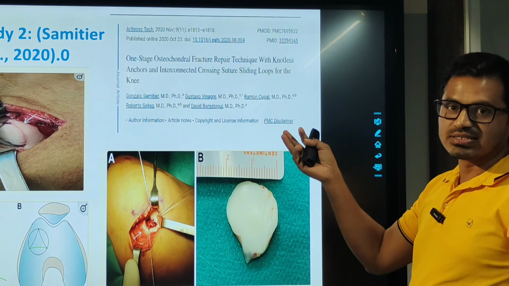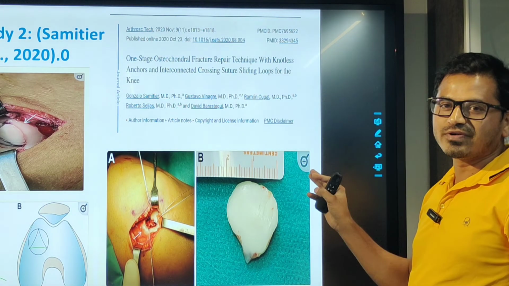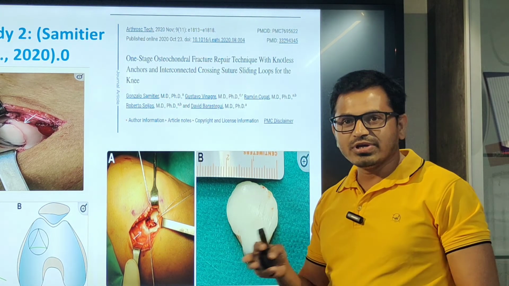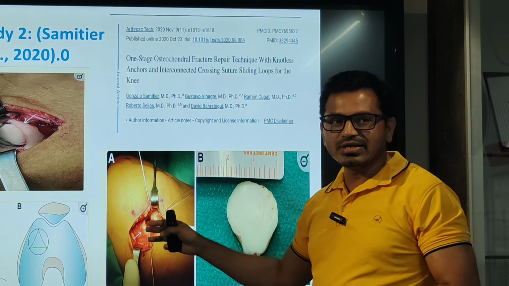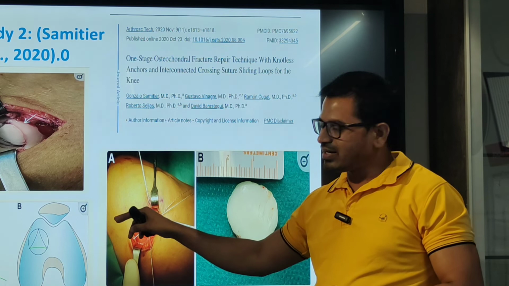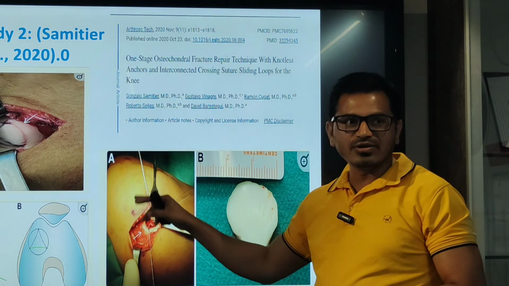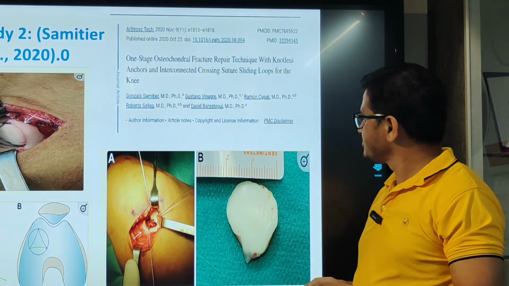This is another case study using a similar kind of technique but in a different fashion. We have used the vicryl sutures in a fan-shaped fashion, but in this study they are using them in a triangular fashion and at 3 different points of fixation.